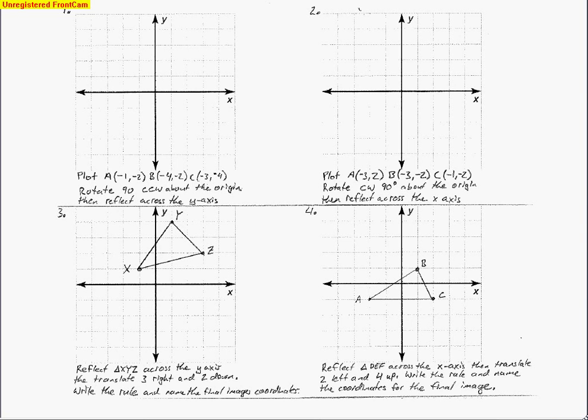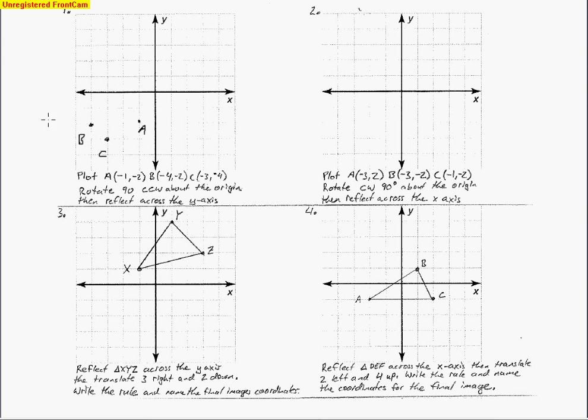This is the tutorial for 2.3.2.4 review, and we're going to do some reflections and rotations, and even some translations. So we're going to start by plotting these points, so -1, -2, and we'll just put the letter that corresponds to it. -4, and we go down 2, and that is B, and then C is -3, -4. And so what they want us to do is plot these points, but then rotate and reflect.